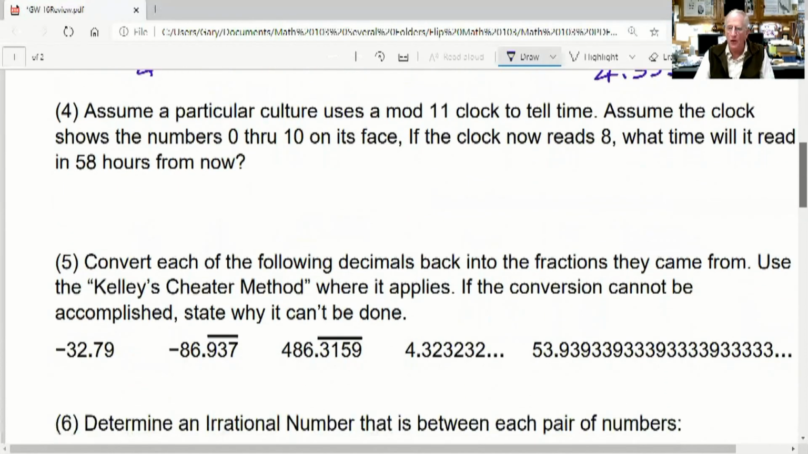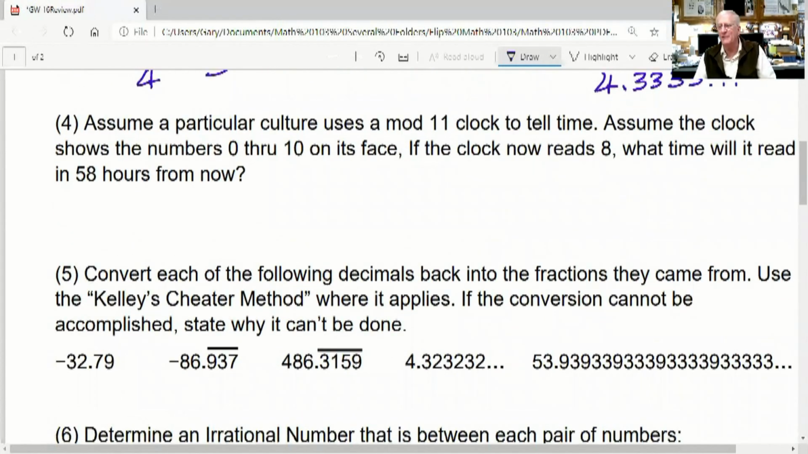Assume a particular culture uses a mod 11 clock to tell time. So the clock shows the numbers 0 through 10 on its face. If the clock now reads 8, what time will it read in 58 hours from now?